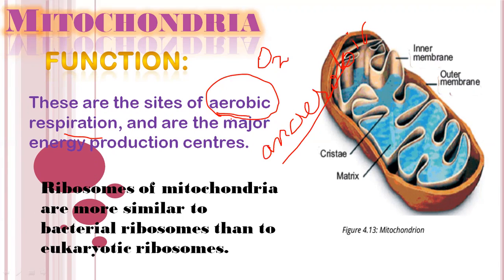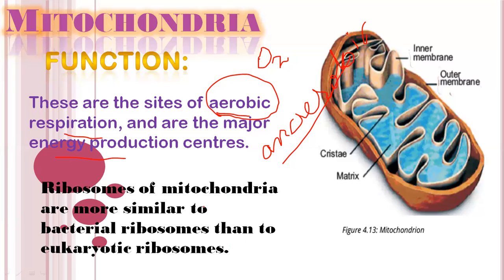They do aerobic respiration. So mitochondria need what? Oxygen to do respiration. And in respiration, what happens? Energy production is done. So mitochondria are called the major energy production centers, we can say they are called the powerhouses of the cell. Power means energy. So they are the houses which produce energy for the cell.